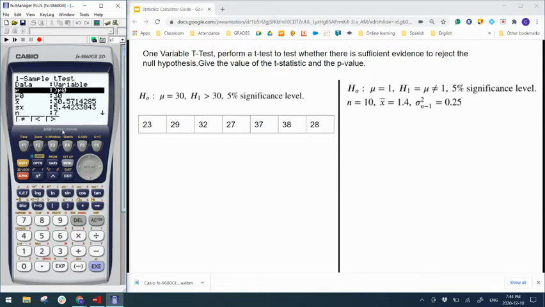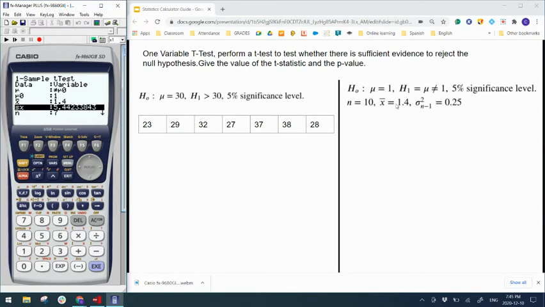Again, we need to match it to our alternative hypothesis, so they want us to be different. They don't care if we're higher or lower, they just want us to be different than 1. It tells me that my mean is 1.4, so I'm going to put that in there.